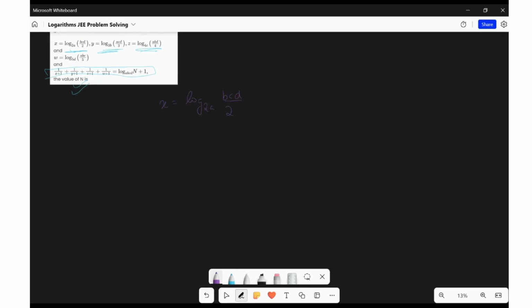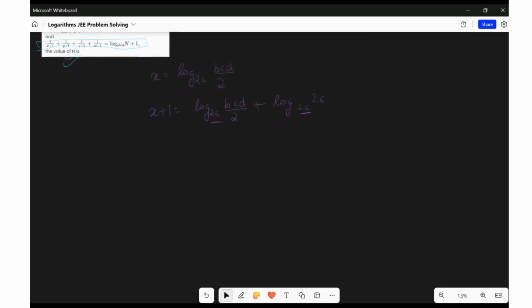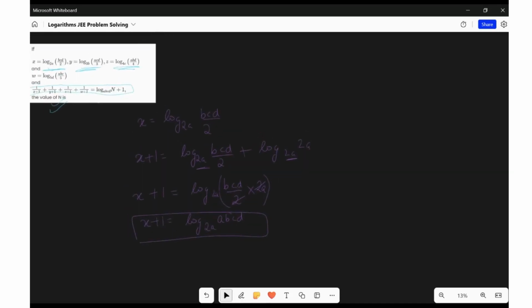Now we'll add 1 to it. So x plus 1 is log BCD by 2 base 2a plus 1. We can write 1 as log 2a base 2a, so we can make these bases the same. Now using the property of logs, x plus 1 is log BCD by 2 multiplied by 2a base 2a. 2 cancels out, so x plus 1 is log ABCD base 2a.